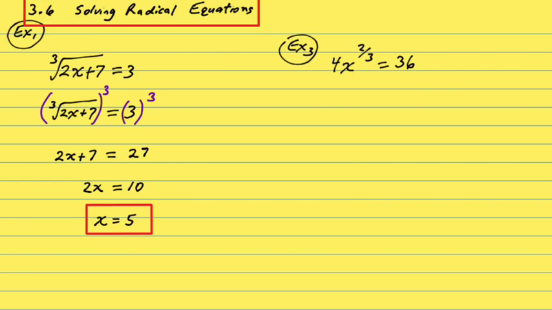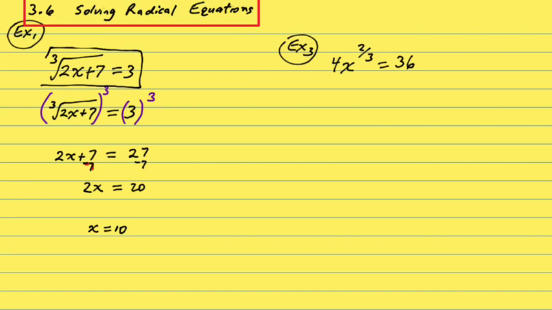You can put it in and check. 2 times 5 is 10. Plus 7 is, it should be 20, right. That's why, good thing I checked, because I had the wrong answer. If you subtract 7, you're going to get 20. And if you divide by 2, you get 10. So that's better. 2 times 10 is 20, plus 7 is 27, and the third root is 3.